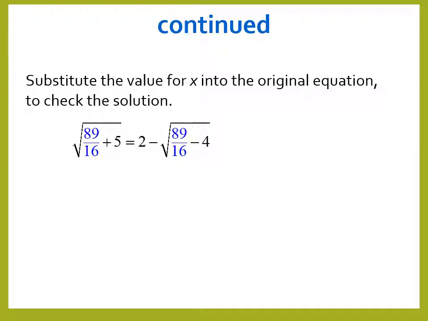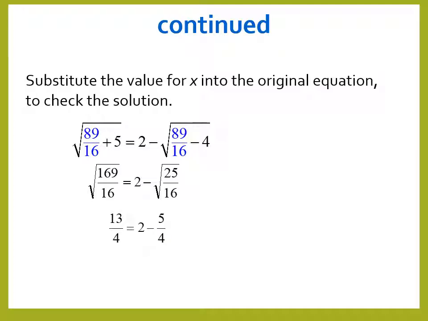I'm going to plug in the square root of 89 over 16 plus 5 equals 2 minus the square root of 89 over 16 minus 4. And see, is it a true situation? Remember, you can use your calculator to do this. So using your calculator, you can also go ahead and do 89 divided by 16 plus 5. And remember, click math fraction, and it will give you the fraction of 169 divided by 16. And the same for the other side.